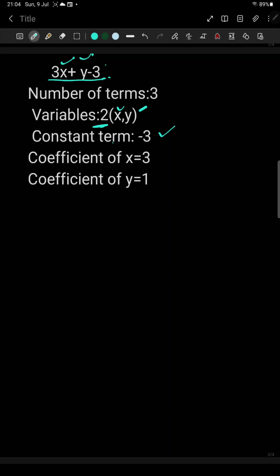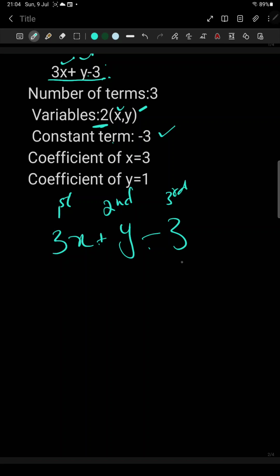Students, we always count the number of terms after every plus or minus sign. For instance, in this expression 3x plus y minus 3, this is the first term. This is the second one. After plus or minus, we count the next term. Minus, then this one, this is the third term. So the total number of terms is 3 in this expression. If I have an expression 2y plus 3x minus 3z minus 3, I will have 1, 2, 3, 4 terms. After every plus or minus sign, I count a term.